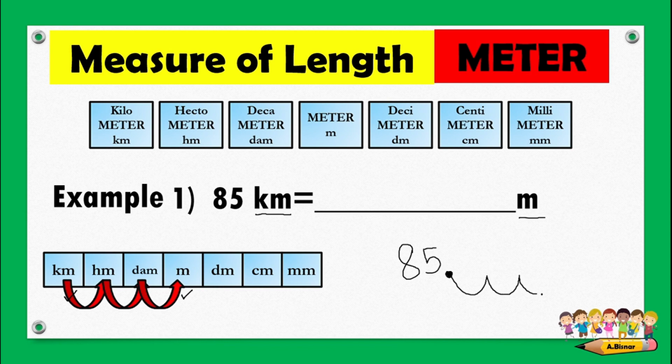1, 2, 3. Now what to do with the spaces? Well, in here you will add zeros, which means to say that if you rewrite your answer, you will add 3 zeros, which means that 85 kilometers is equivalent to 85,000 meters.